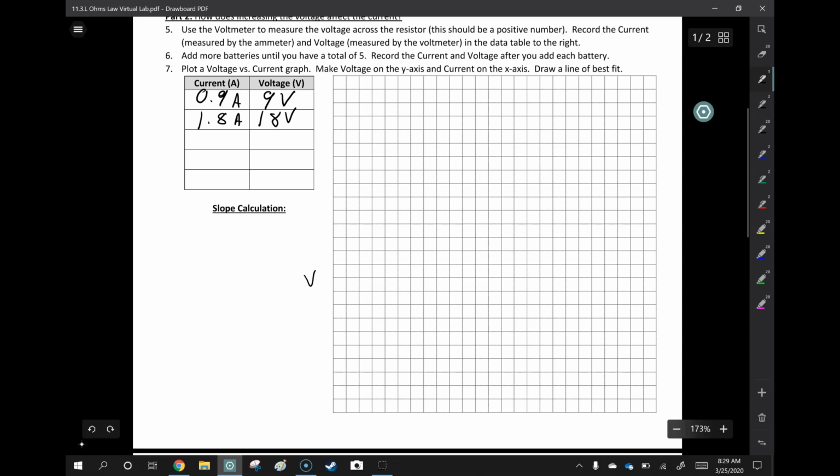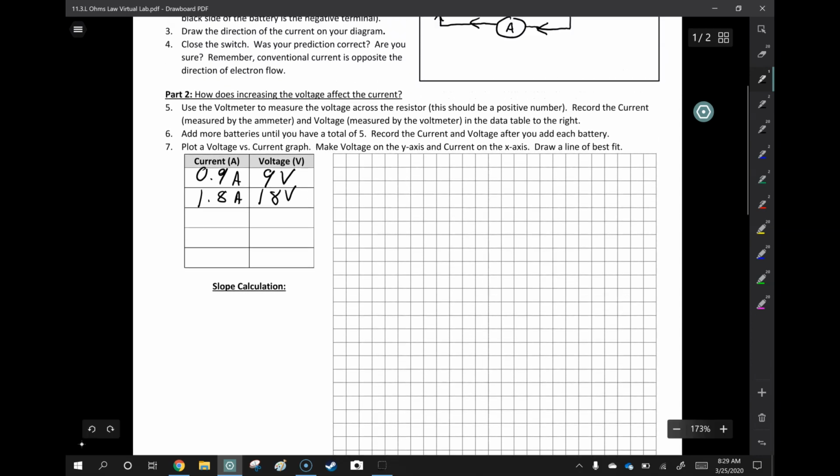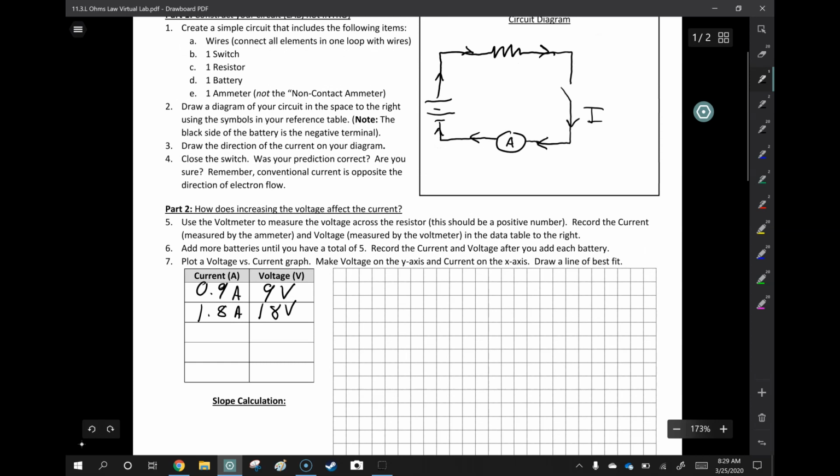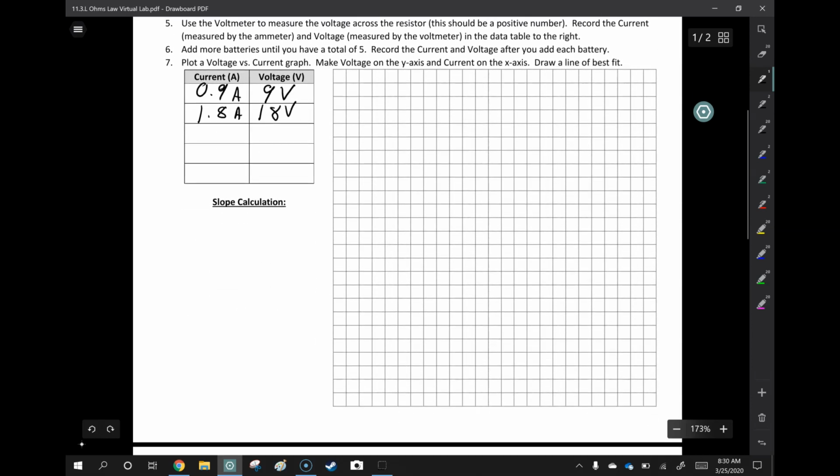So there's a little pro tip. The voltage, you could go by 2. Figure out what you have to do with the current. It's going to be different. I'll let you try to figure out what the relationship should be. What is that graph going to look like? Okay, and then you're going to do the slope calculation.